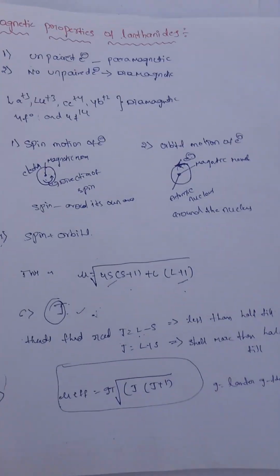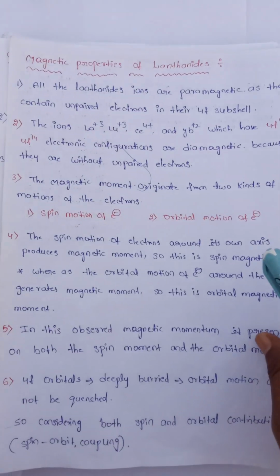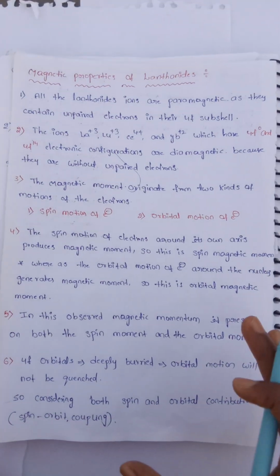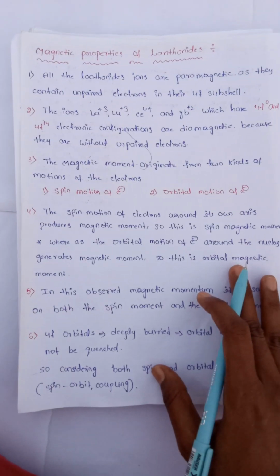So this is the explanation, and I will give the notes point-wise. This is the notes I will give you. Magnetic properties of lanthanides, this is the notes for this topic, and this is the most important topic.